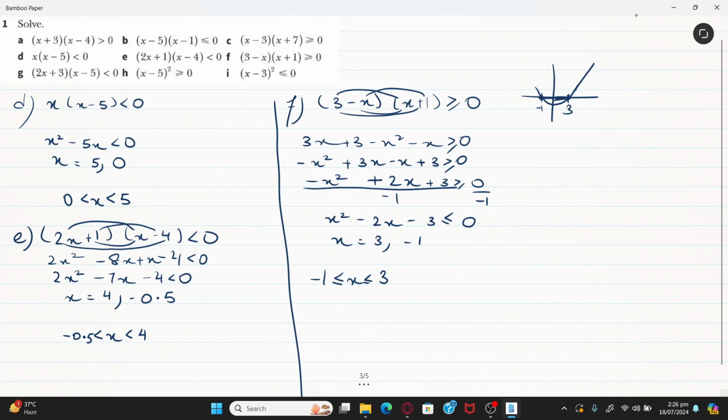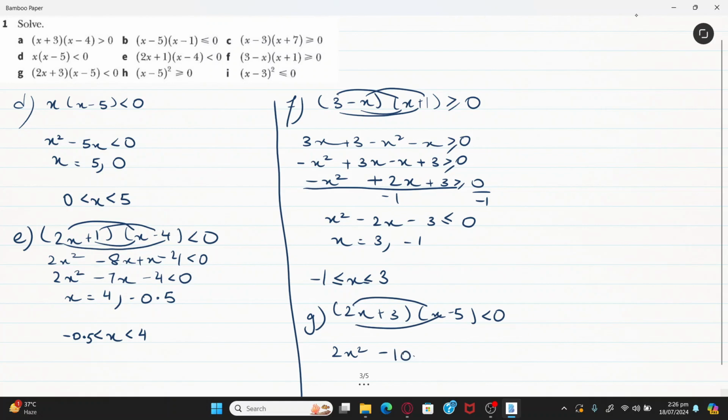And what we are going to do next is go on to part G. Okay, so for part G, we have the equation (2x plus 3) multiplied by (x minus 5) is lesser than 0. Again, open this up. First, 2x squared, outer negative 10x, inner positive 3x, and last minus 15 is lesser than 0.